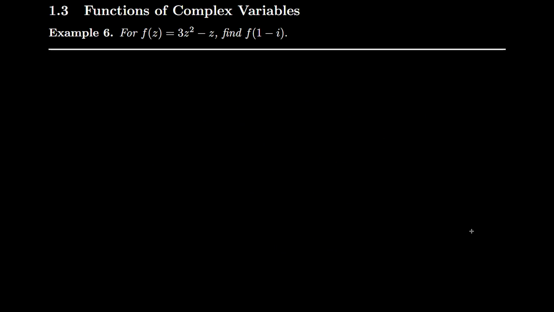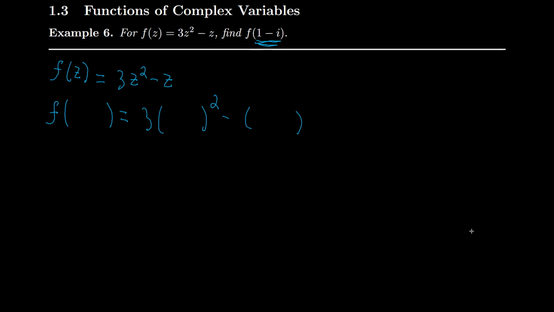So let's talk about functions of complex variables here. It says for f of z equals 3z squared minus z, find f of 1 minus i. So we're plugging in now complex numbers. Well, this is easy. Watch this. f of z, which remember, z is almost always a complex number from now on, f of z is 3z squared minus z, right? Which means that, and here's how I think of this, f of something is just equal to 3 times something squared minus that same something.